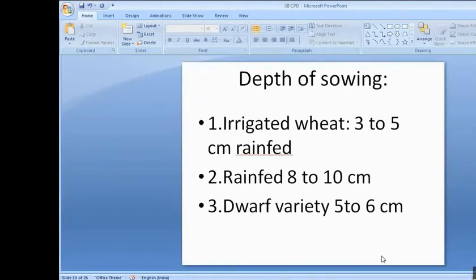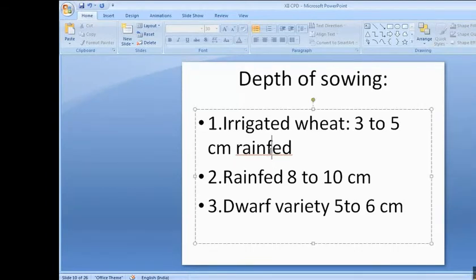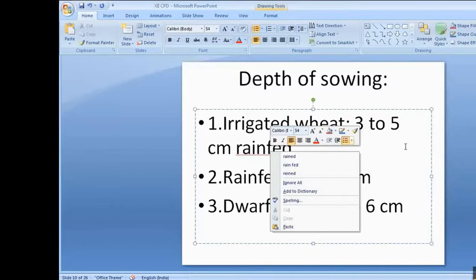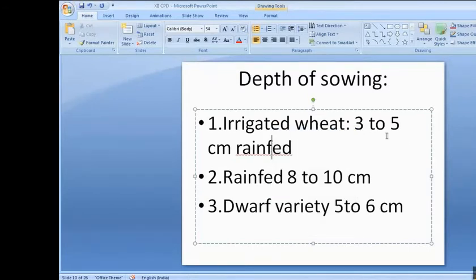Depth of sowing. Germination of any crop, any seed, depends upon depth in the soil. If the depth is more, then the seed will germinate but will not come out above the soil. If the depth is less, then there will be no germination, the seed will be consumed by insects, and there will be great loss. Generally in all crops, the minimum depth is 3 cm and the maximum depth is 10 cm. In case of irrigated wheat, the depth is 3 to 5 cm. In rain-fed, 8 to 10 cm. If you write 8 to 9 cm, that is also correct.